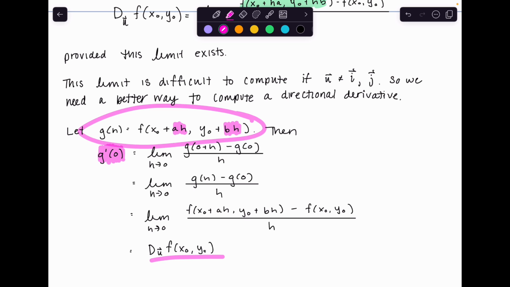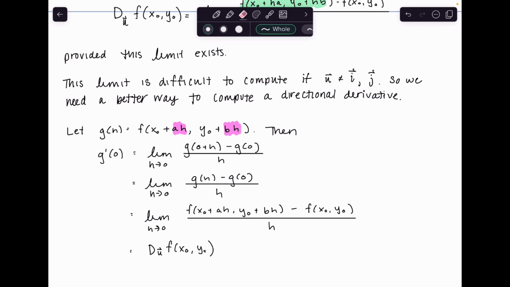Okay. So what I'm going to do is utilize this expression, and I'm going to try to see if I can rewrite g prime using my chain rule.